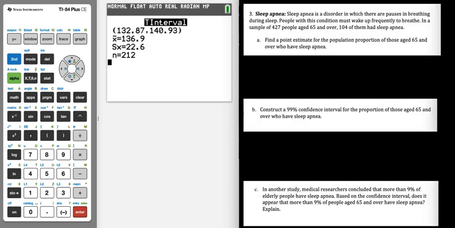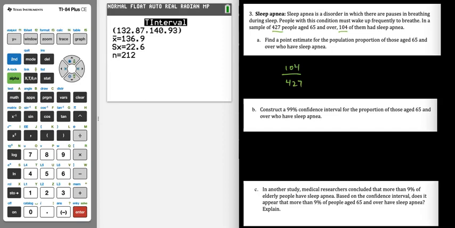Okay, last example, number 3. Sleep apnea is a disorder in which there are pauses in breathing during sleep. People with this condition must wake up frequently to breathe. In a sample of 427 people aged 65 and over, 104 of those 427 have sleep apnea. So a point estimate for the population proportion of those aged 65 and over who have sleep apnea would be 104 out of 427.